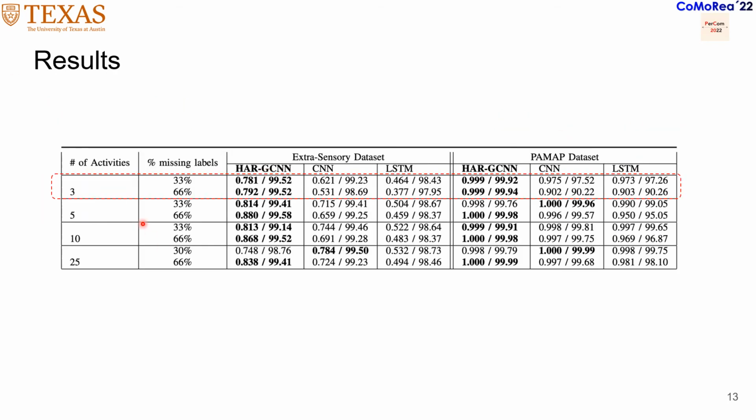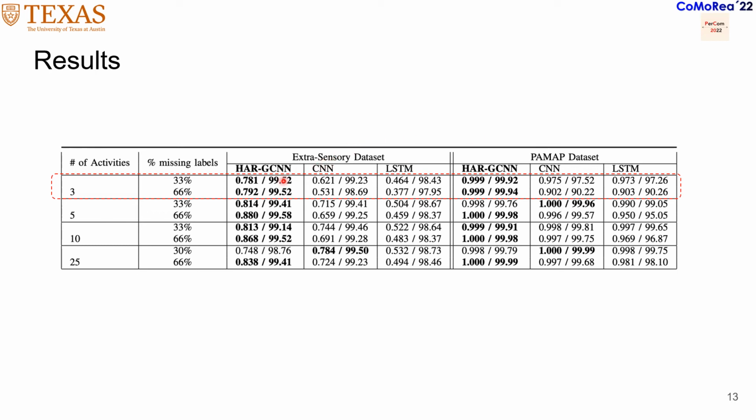Coming to the results, we have this table: first the number of activities, second the percentage of missing labels. All the results here are reported on the test dataset, and the results are the F1 score. We also used accuracy to see exactly how accurate we are, but it's not really representative. This is why we relied on the F1 score. And then we have the ExtraSensory dataset and the PAMAP dataset.